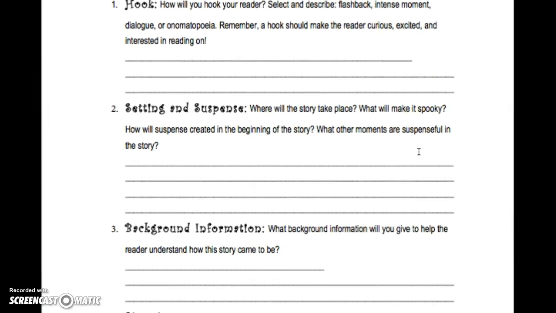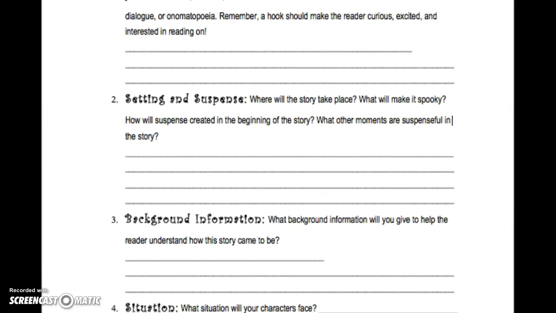The next thing you need to include is setting and suspense. So, where will the story take place? Make sure you're being very descriptive. Remember what we did on Tuesday with our handout about the haunted house and the woods, where we added those very descriptive words about what we saw, what we tasted, what we touched, what we smelled, and what we heard. You should have those kinds of descriptions for your setting. It needs to be spooky, and you need to develop suspense at the beginning. So think about ways that you could increase the suspense and increase your readers' interest and curiosity about what's going to happen next in your story.